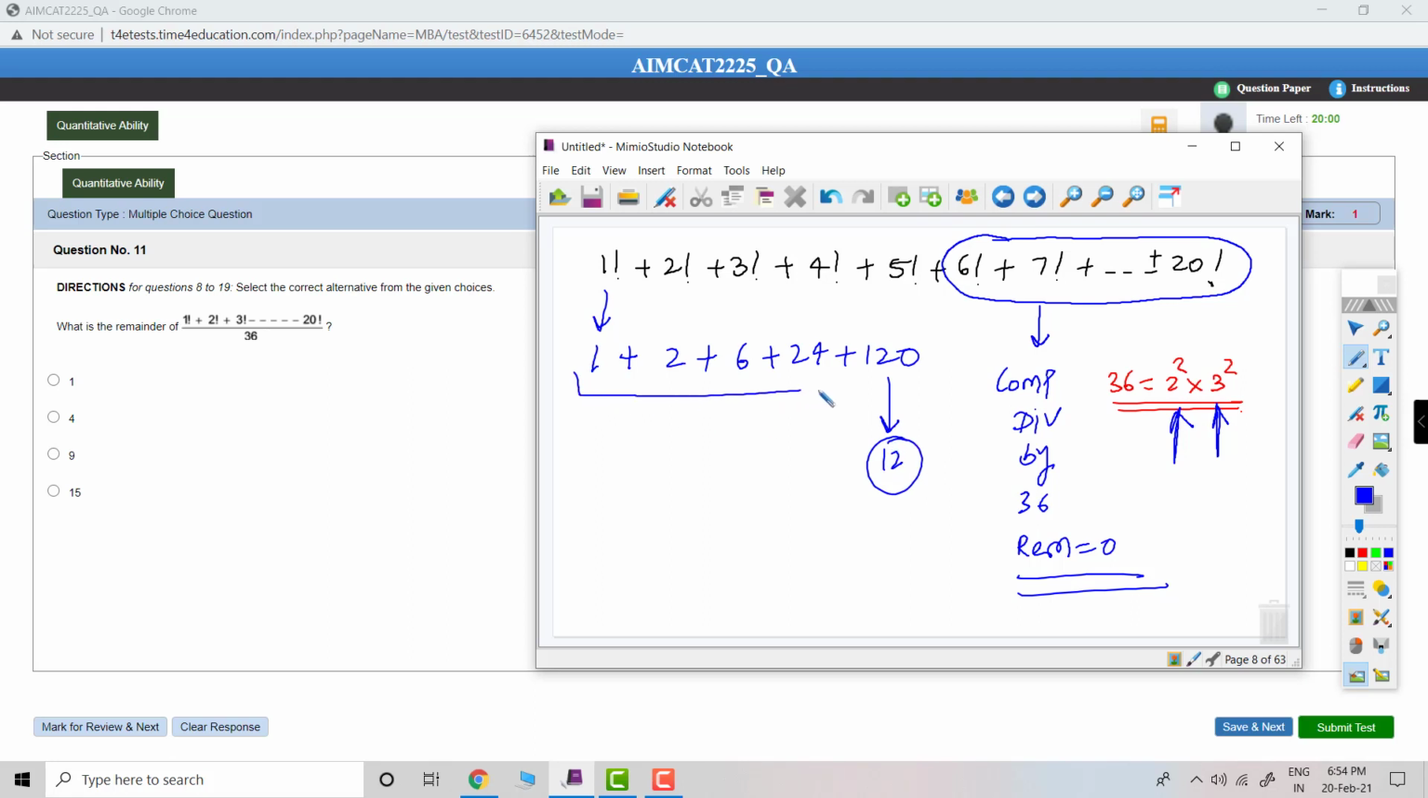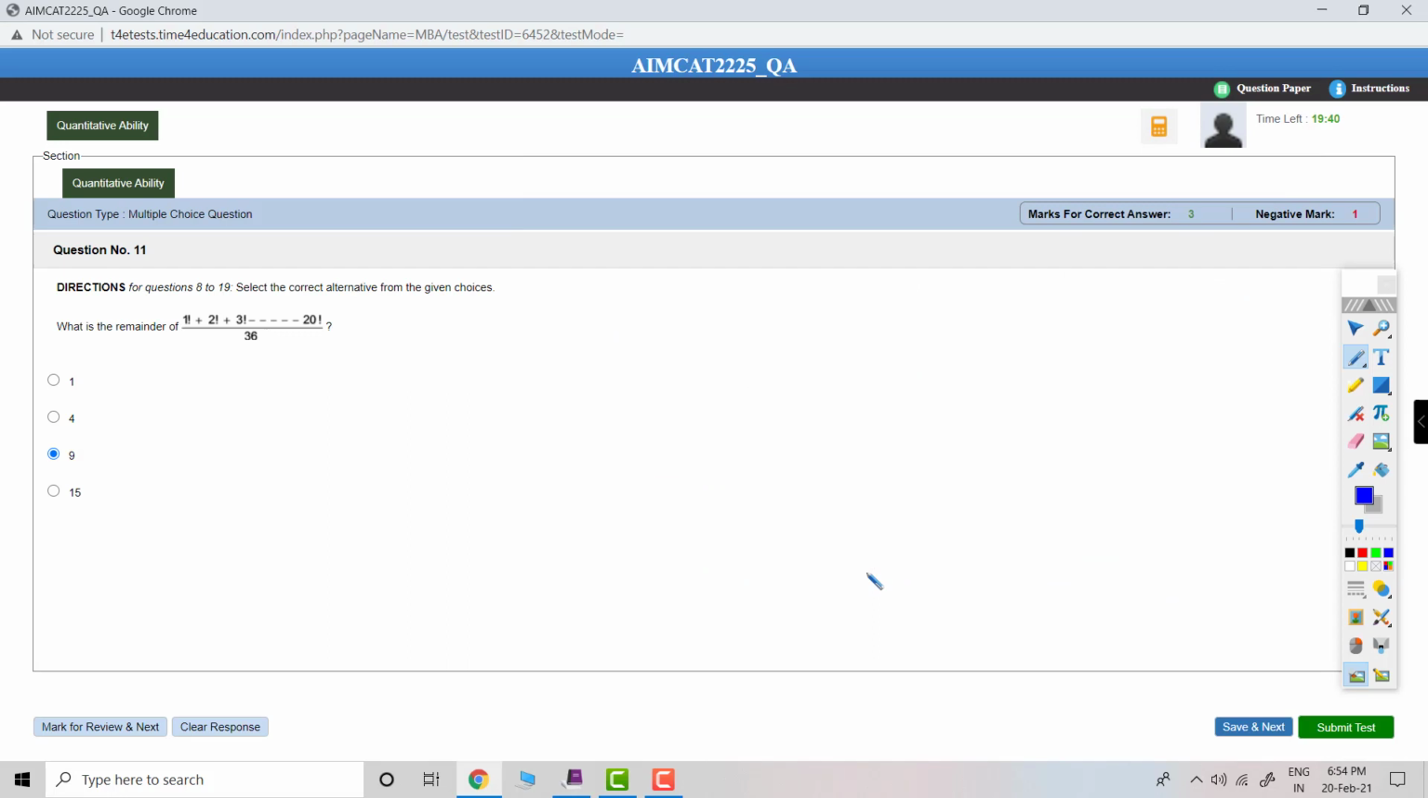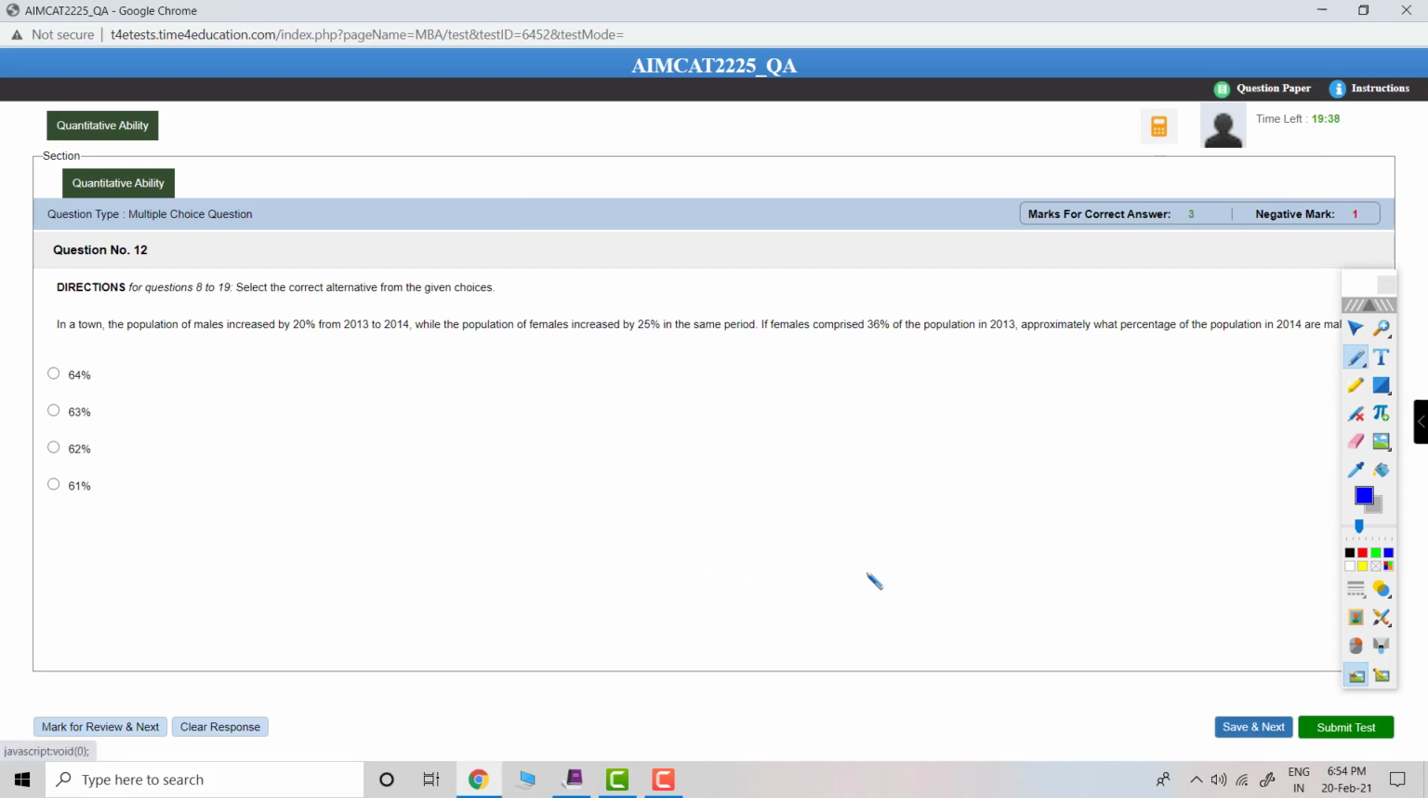This addition is how much? This addition is equal to 33. So if I divide this number by 36, the negative remainder will be how much? Minus 3. Okay, so our final remainder is going to be what? Minus 3 plus 12, that is equal to how much? Tell me. 9 is the final remainder. Okay, correct. After that, the next question.